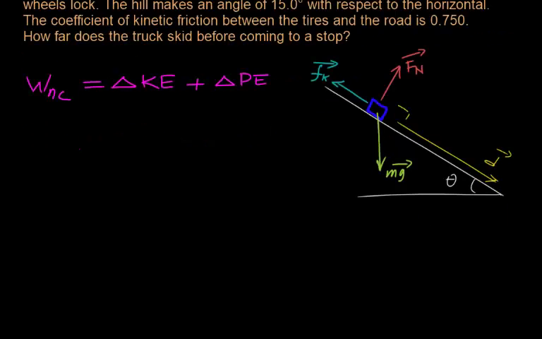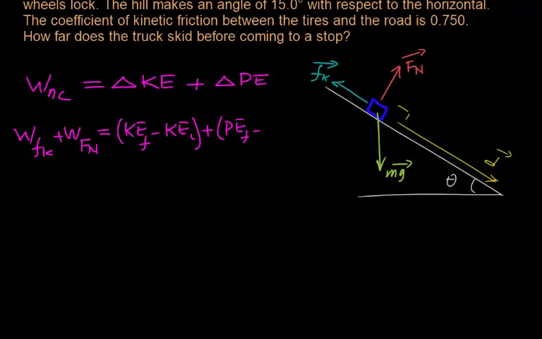Now let's detail this equation. The work done by non-conservative forces, which includes the friction and also the normal force, equals KE final minus KE initial plus PE final minus PE initial. Notice that the work done by Fn is 0 because Fn is always perpendicular to the displacement whenever an object slides on a surface.